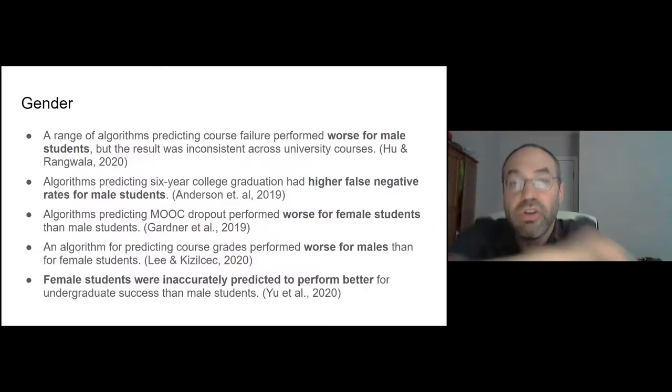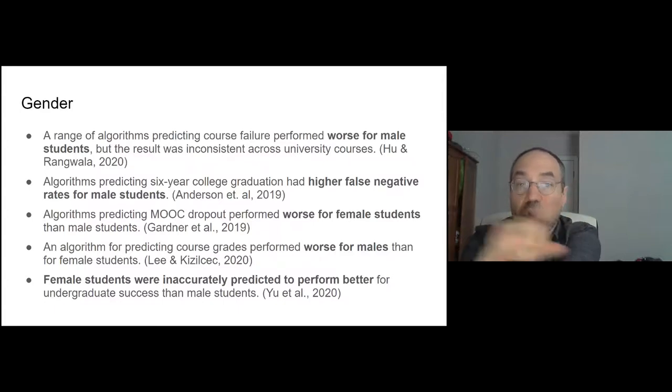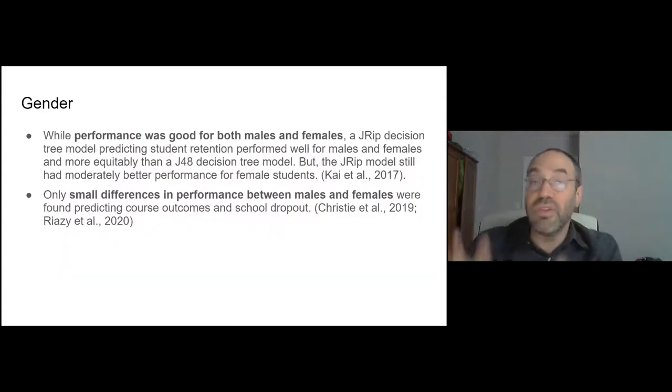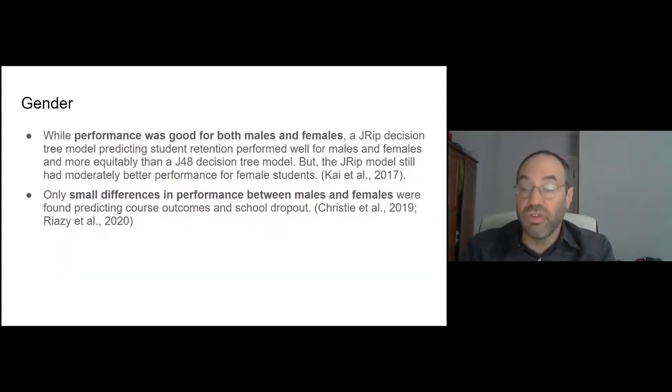So the patterns here aren't entirely consistent. It's not like the algorithmic bias in terms of gender is all going in one direction. It's kind of all over the place, but individually taken, there are several examples that models are worse for one gender than another. Now, it may be that there's actually a consistent reason for this, but it may not be.